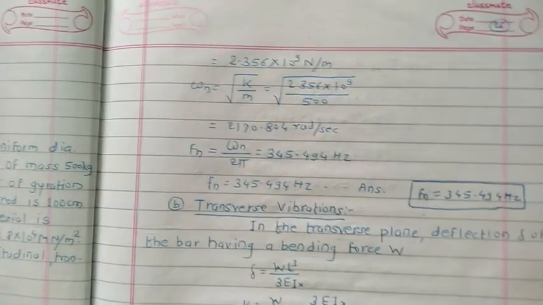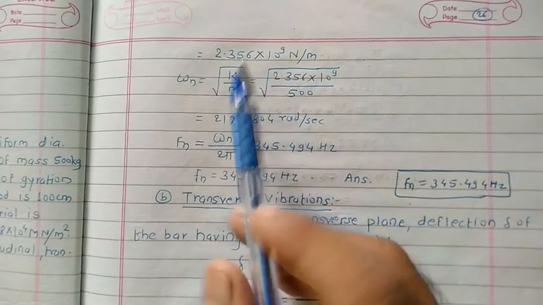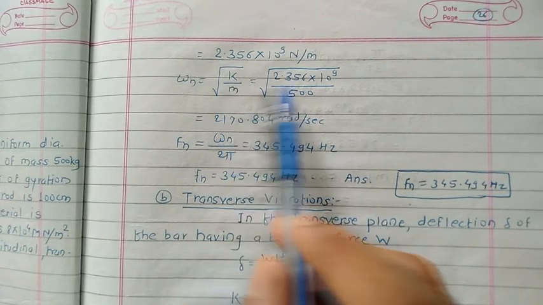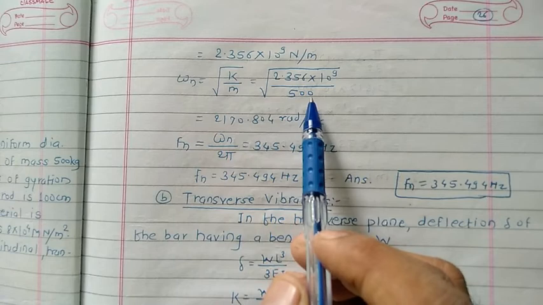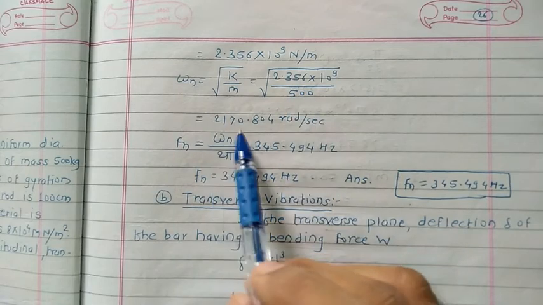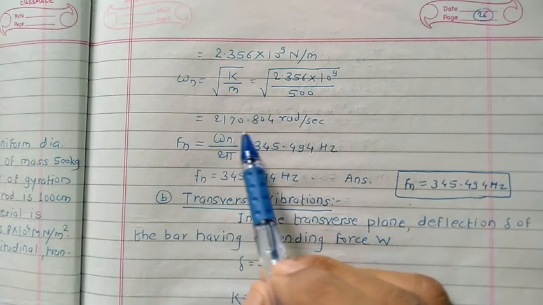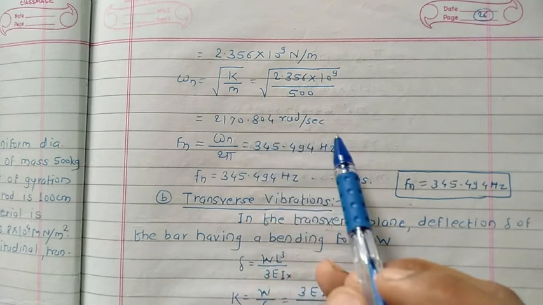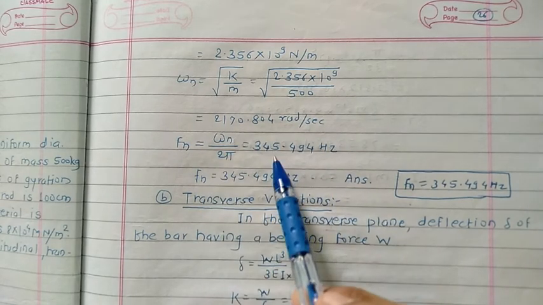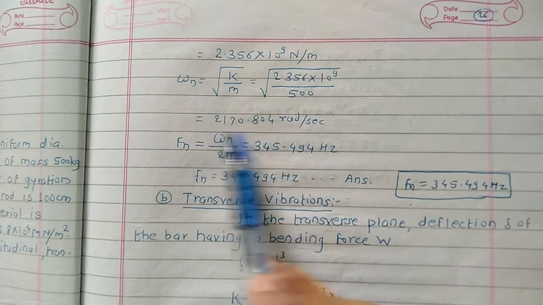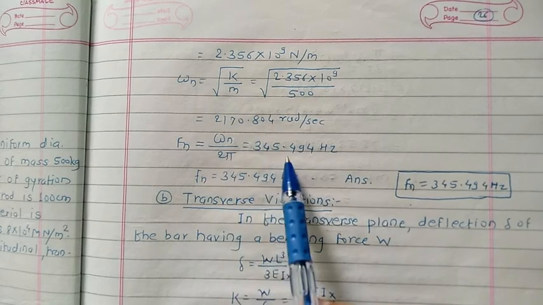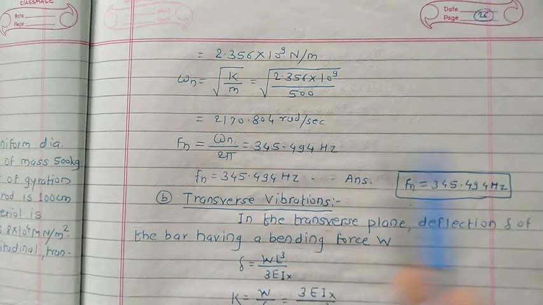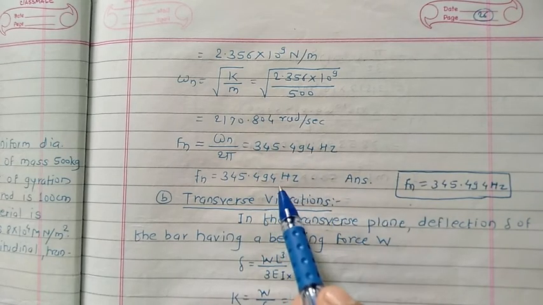So easily you can get the value for omega n, which is the square root of K by M. K with us is 2.356 into 10 raised to 9, divided by 500. After simplification, we get omega n equals 2170.804 radian per second, and in terms of hertz, simply dividing by 2 pi, we get 345.494 hertz. So this is the answer if you consider the longitudinal vibrations in the system.